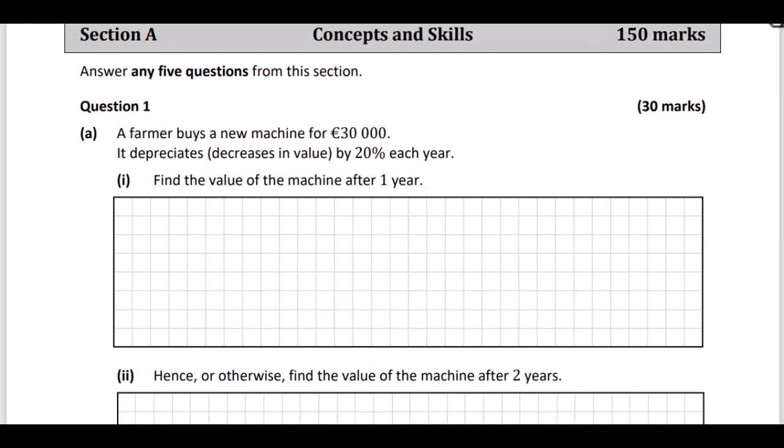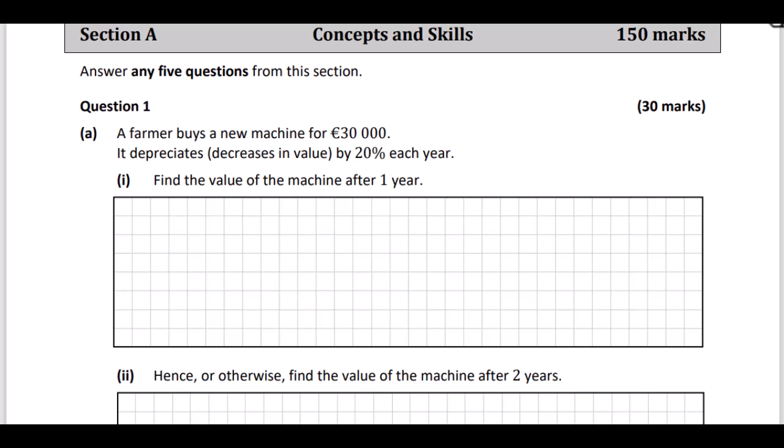Okay, so this is the 2024 Ordinary Level Maths Paper 1 Leaving Cert, question 1. So we have a farmer and he buys a new machine for 30,000 euros. It depreciates, decreases in value by 20% each year. Find the value of the machine after 1 year.